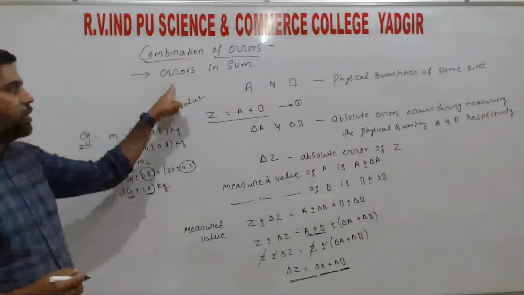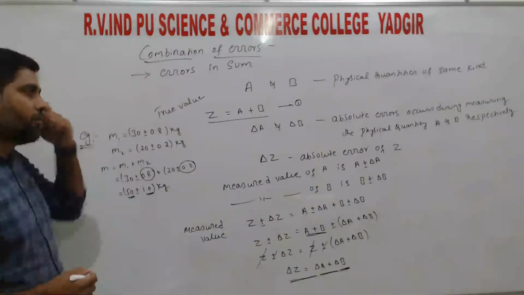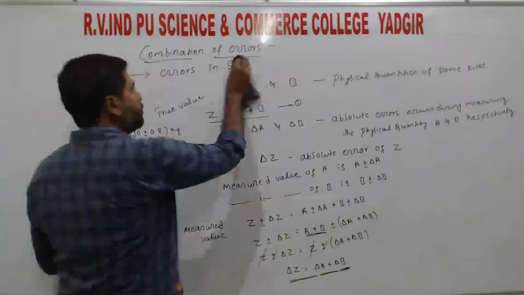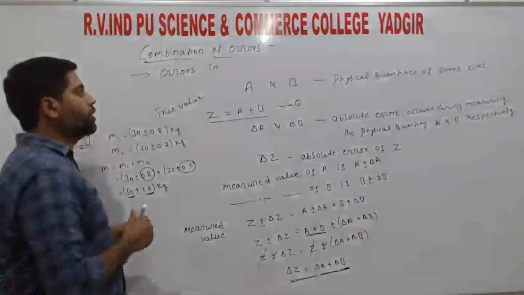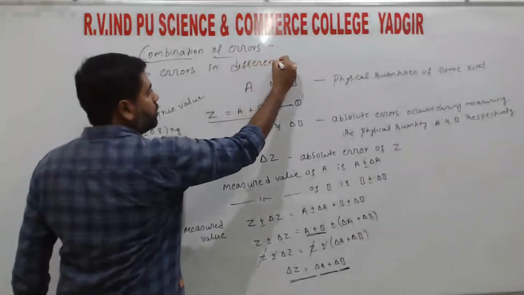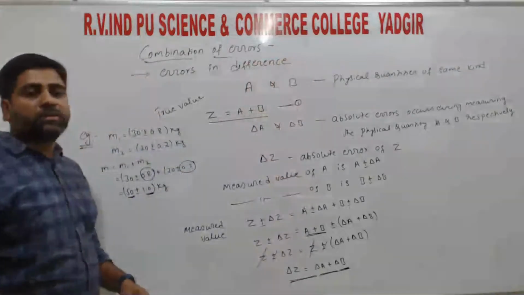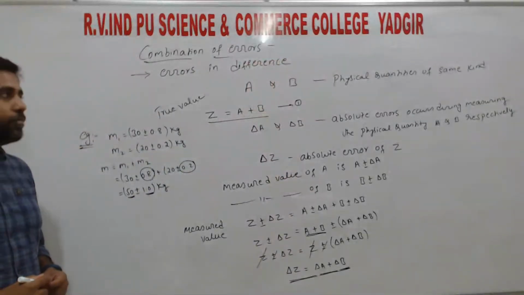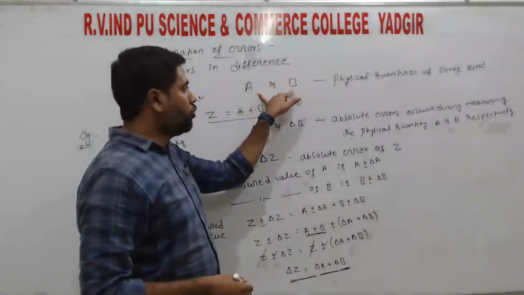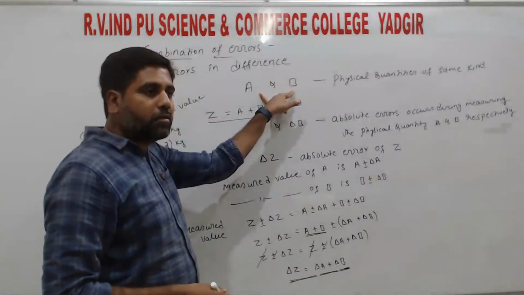So this is errors in sum, right? So the next second one is errors in difference, that means subtraction, right? So same, considering two physical quantities of the same kind, right?